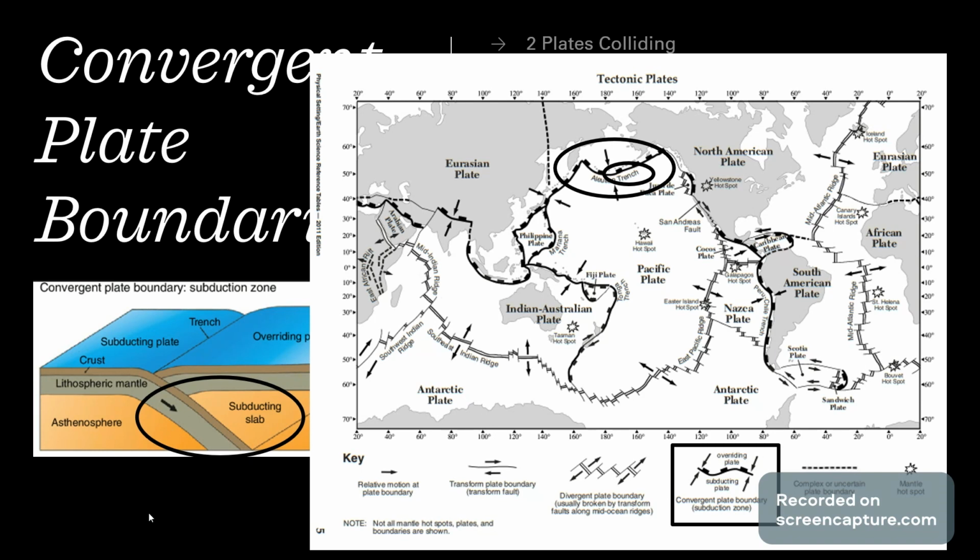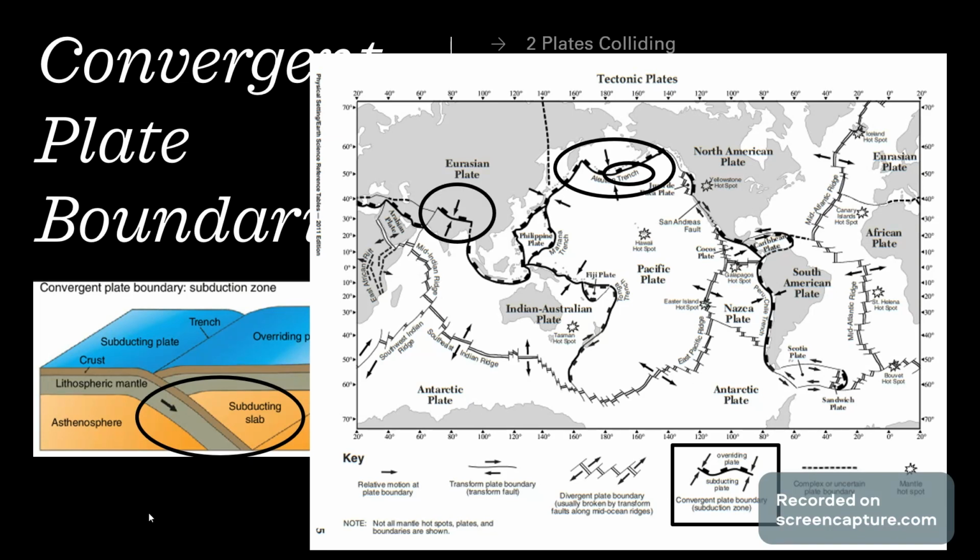Trenches are the deepest parts of our oceans. So the farthest we can go in our oceans. That's because our ocean plate is sinking below the continental, making these very deep areas of the ocean.